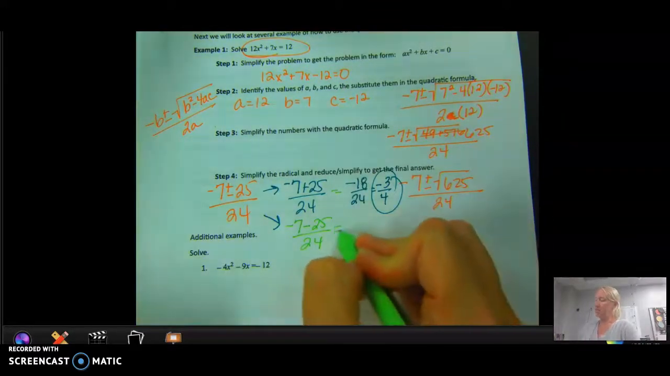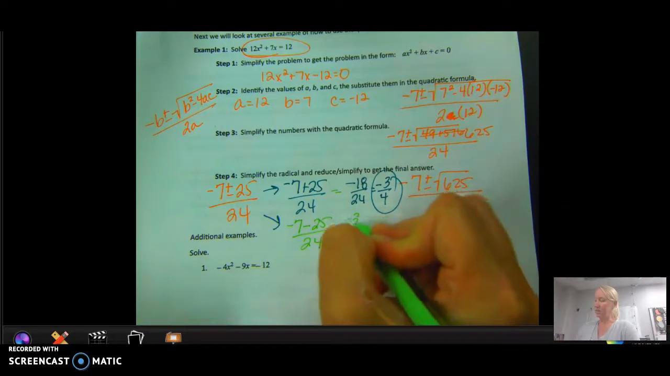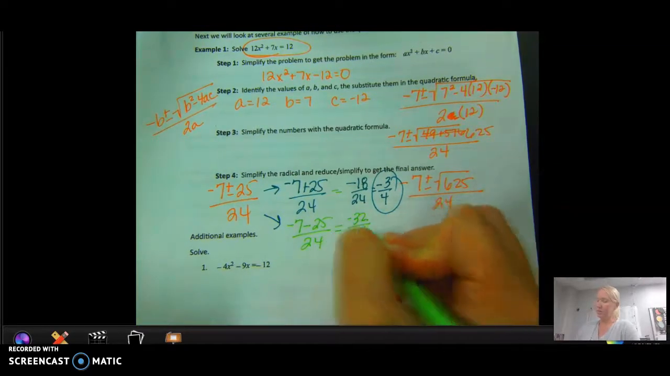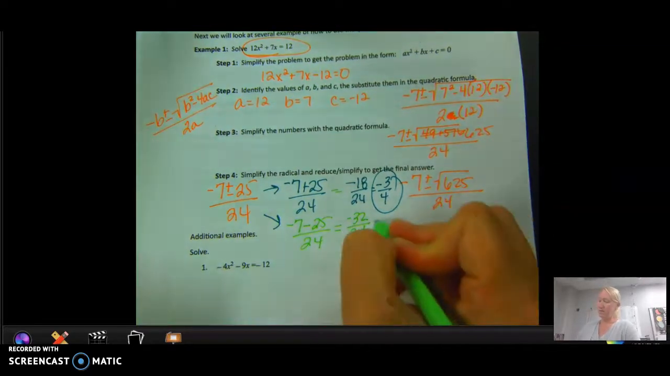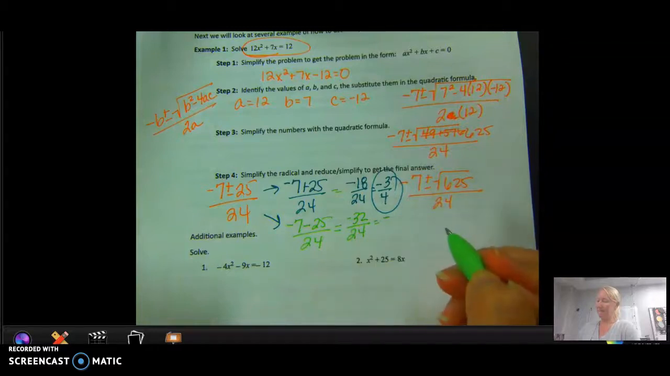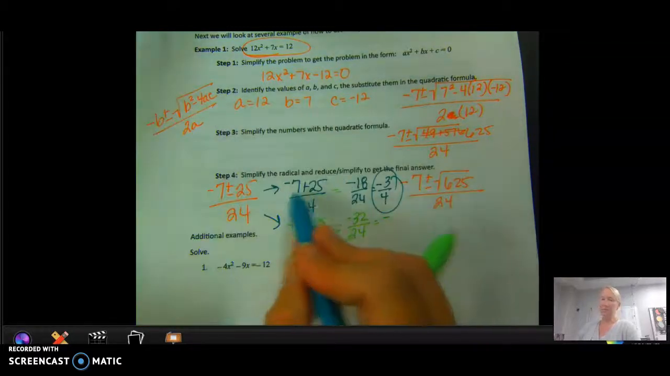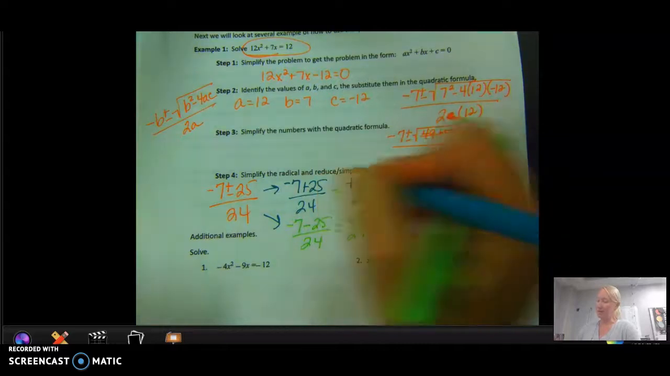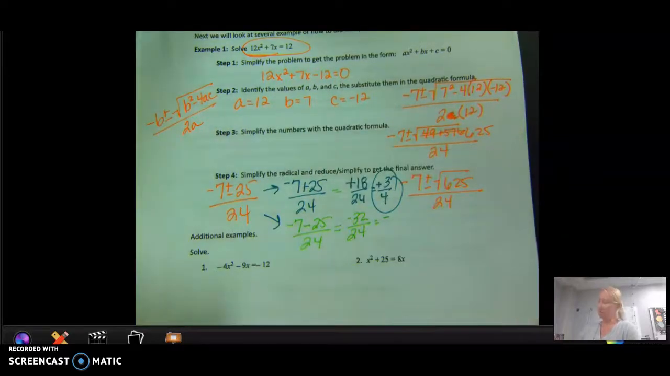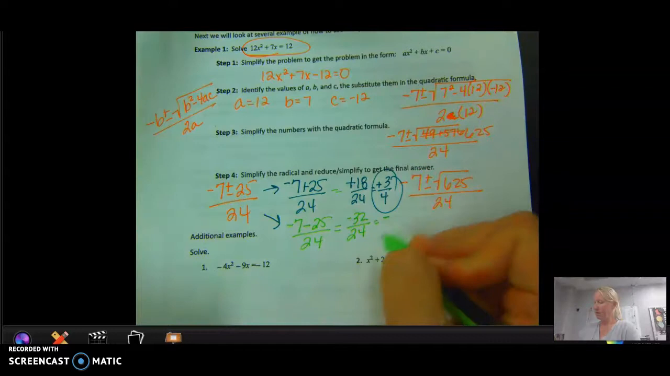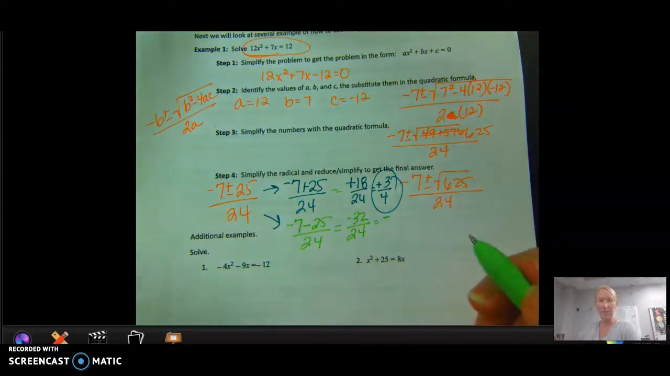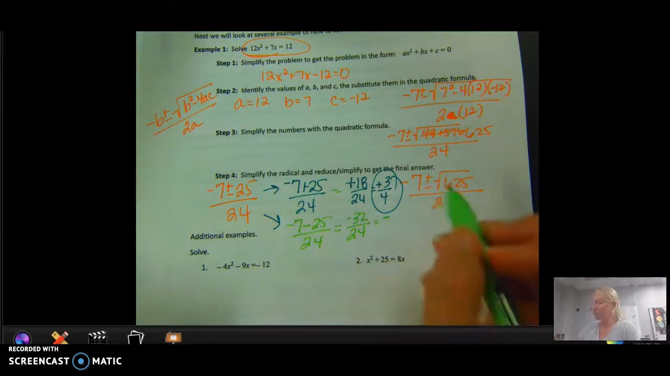Negative 7 minus 25 is negative 32 over 24. 8 goes into both. It's still going to be negative. Oh, I'm sorry, guys. Negative 7 plus 25 is a positive 18, so this is a positive 3/4. My fault. Sorry about that. This is why I need you guys here sometimes, because then you can tell me if I'm wrong or not.